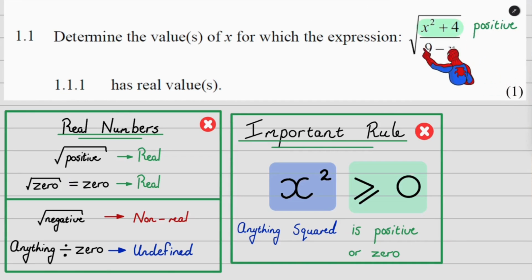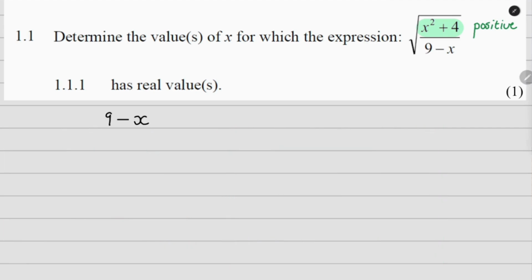And that means only the bottom of the fraction could possibly make this thing positive or negative. So if I want real values, I'm going to want a positive number divided by a positive number, so that underneath the square root I get something positive. So I grab the bottom, 9 minus x, and to make it positive, I want it to be bigger than 0. If I say something is bigger than 0, that's a fancy way of saying it's positive. Just a small side note here, I cannot make it equal to 0, because then I'm going to get divided by 0 and I'm going to get the undefined stuff.